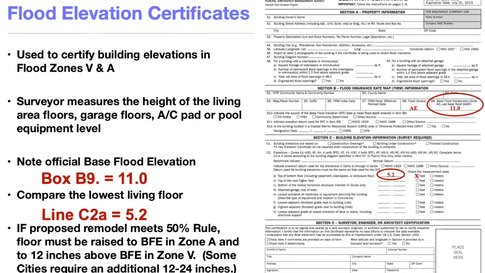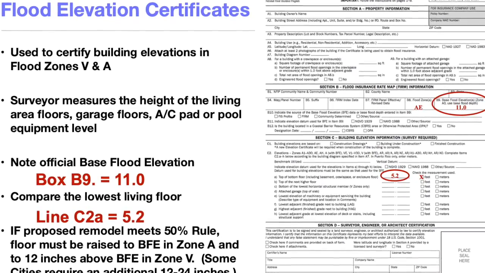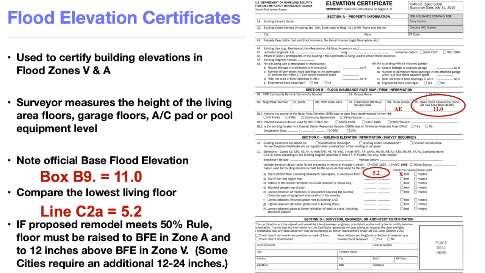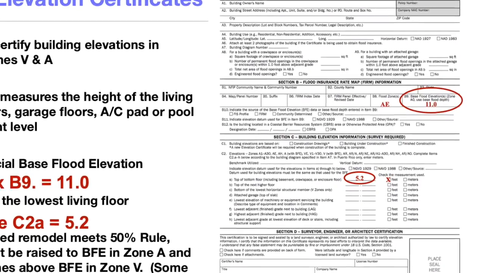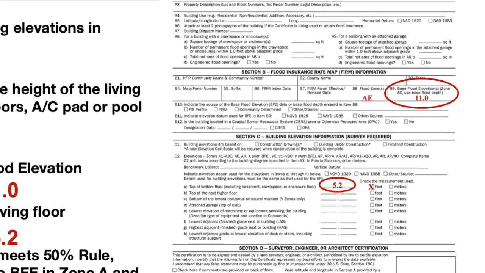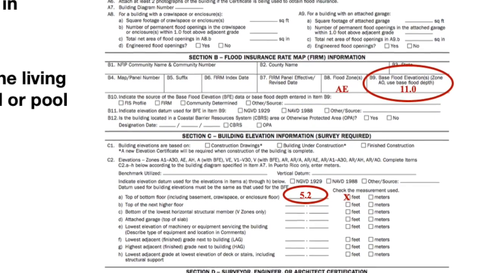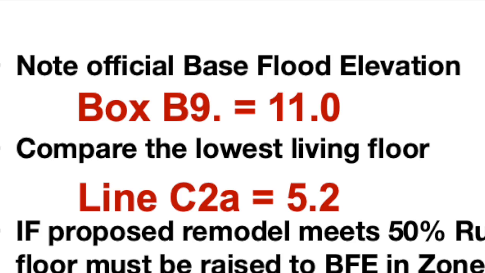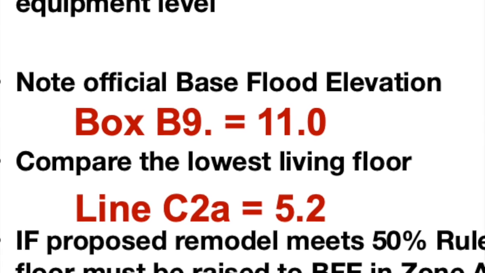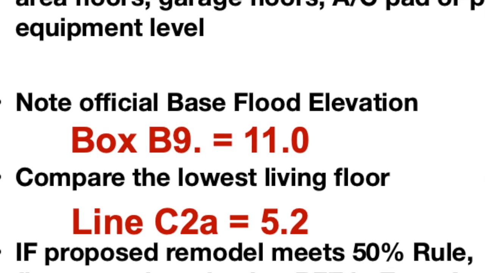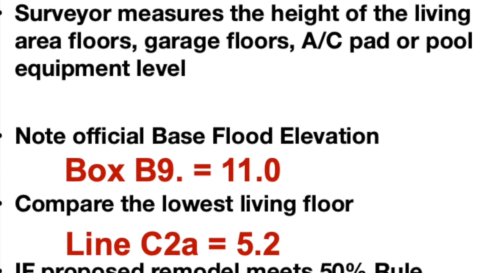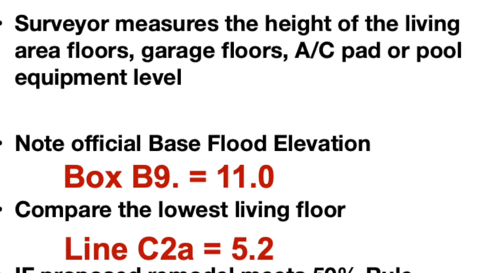The surveyor will fill out the flood elevation certificate with information gathered from his or her on-site surveying of your property. It may include the heights of the living areas, air conditioning pads, pool equipment, the garage or carport floor, and they will list all of these things in the form for you to review.